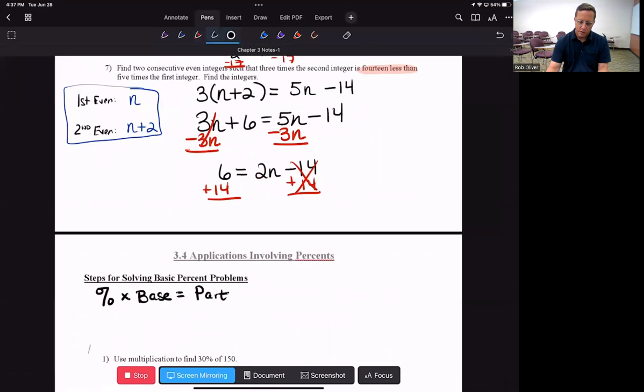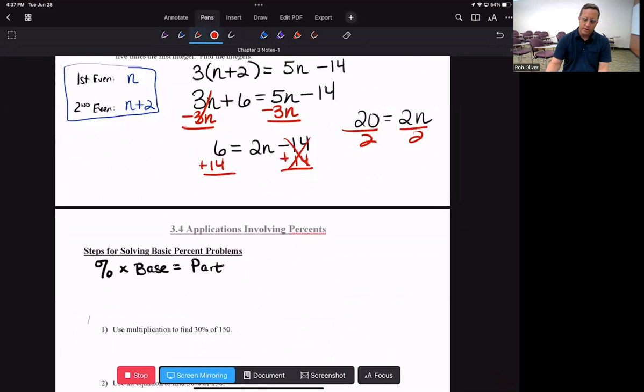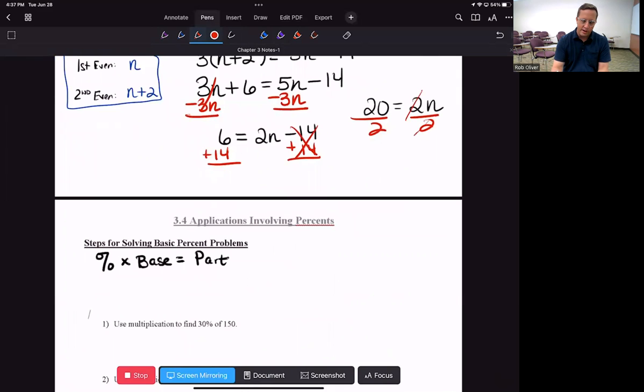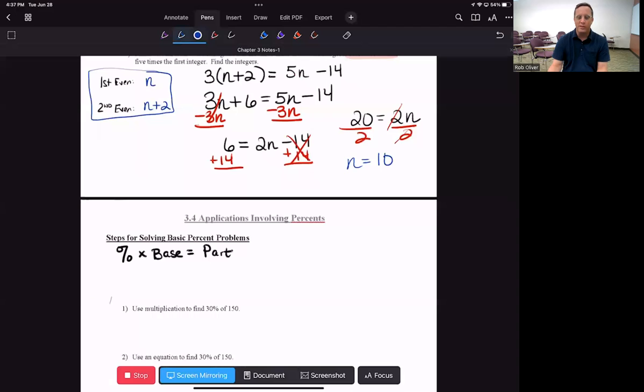Rewrite it. And so you've got 20 equals 2n. One more step, divide by 2. Divide by 2, and then those cancel out right there, and you get n equals 10. So that's your first even integer, and your next one is 12. So it's 10 and 12. Those are those two integers right there.